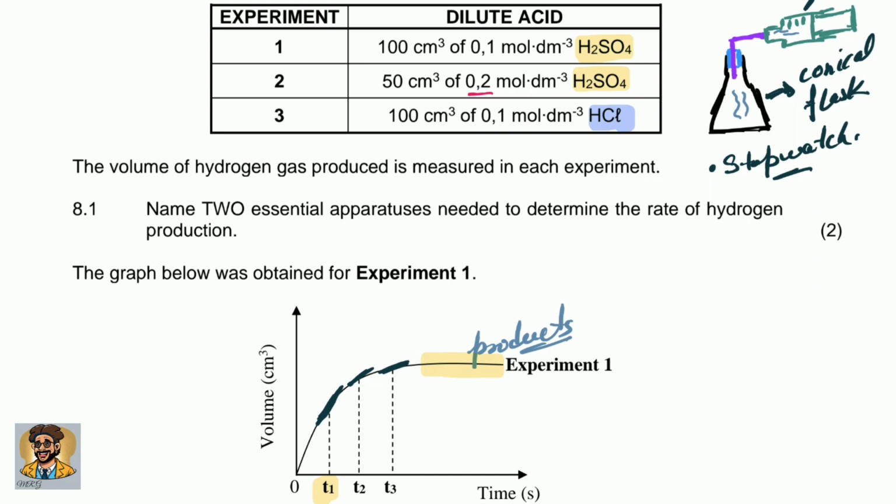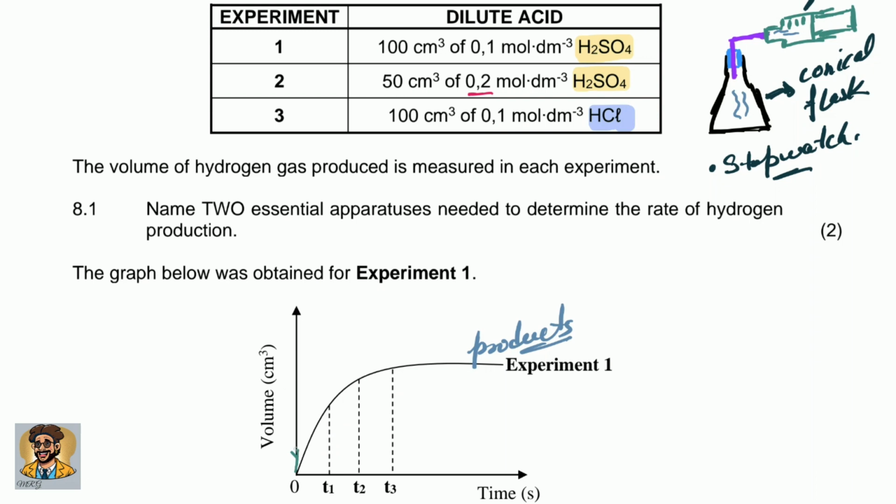Experiment 1 is already represented. You have already experiment 1. I'm going to just erase these lines here because I want to draw in the same graph experiment 2. What happened with experiment 2? The concentration is greater. The amount of dilute sulfuric acid used is less, but it is still covering the other reactant, which is the zinc. So it means that you still have enough to produce. So all that is going to happen here is that it's going to be produced at a greater rate.